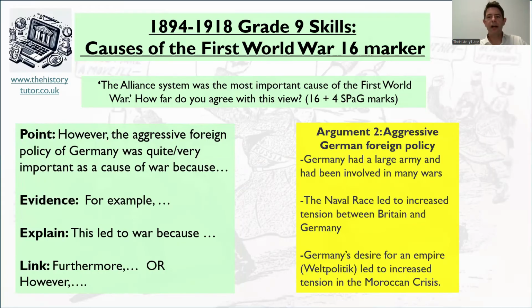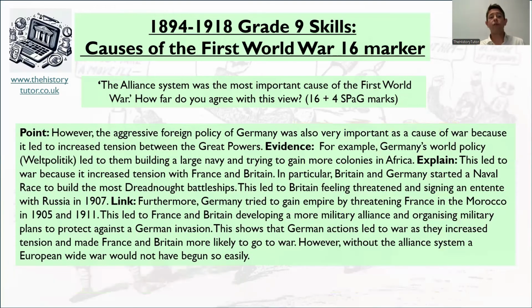Right, so here's my idea. I've gone for: however, the aggressive foreign policy of Germany was also very important as a cause of war because it led to increased tension between the great powers. Obviously they were making threats quite a lot. For example, Germany's world policy, or Weltpolitik, led to them building a large navy and trying to gain more colonies in Africa. So I've got some nice keywords in my evidence.